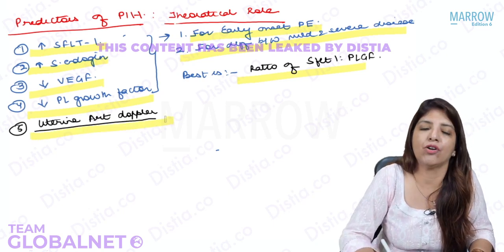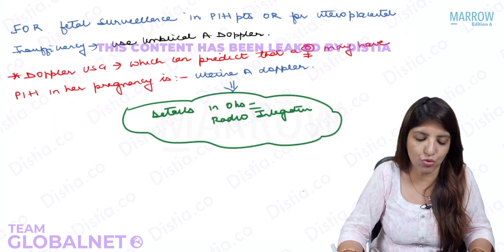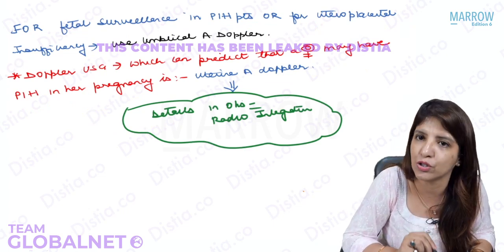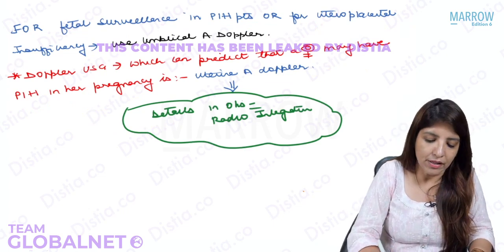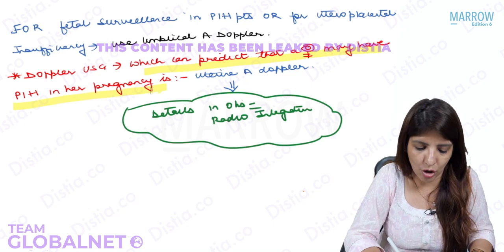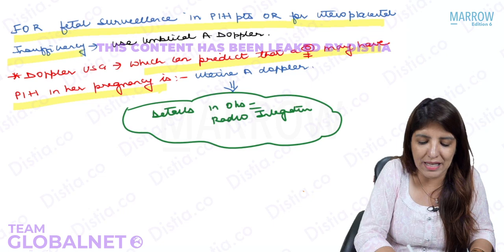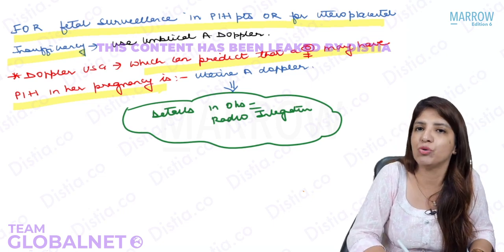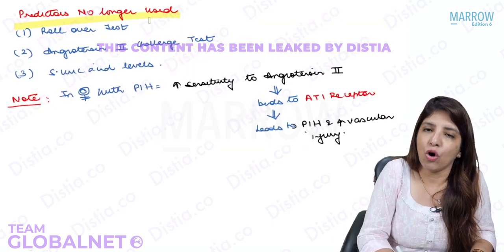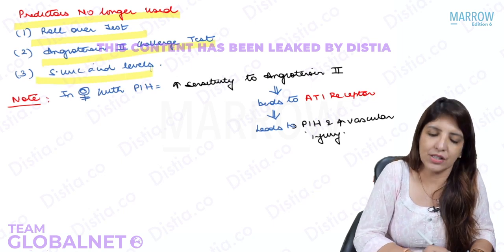Then uterine artery Doppler also has a role for predicting PIH. Now, everything about uterine artery Doppler I have told you in OBS radio integration. I am not going to repeat it here. Please remember that for predicting that a female may have PIH, the role is of uterine artery Doppler. But for fetal surveillance in patients of PIH or for uteroplacental insufficiency, the Doppler which you do is umbilical artery Doppler. Right? The predictors which are no longer used are rollover test, angiotensin 2 challenge test, and serum uric acid levels. It is no longer used.